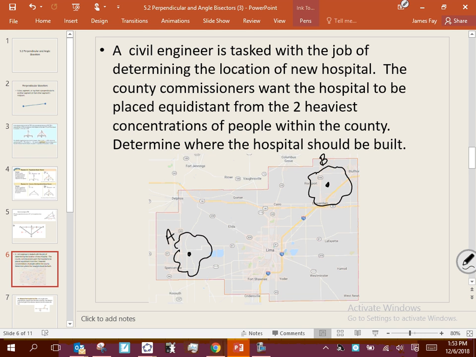Right in the middle, okay? So right in the middle, the math term for right in the middle would be what? The midpoint, right?